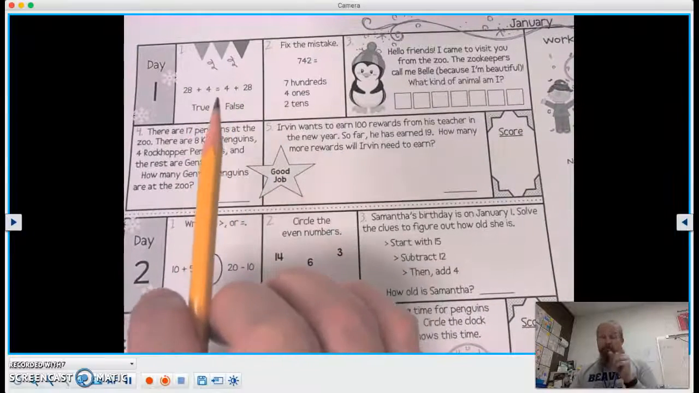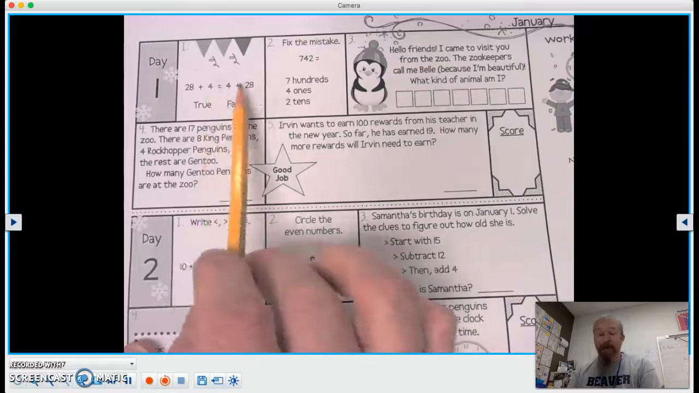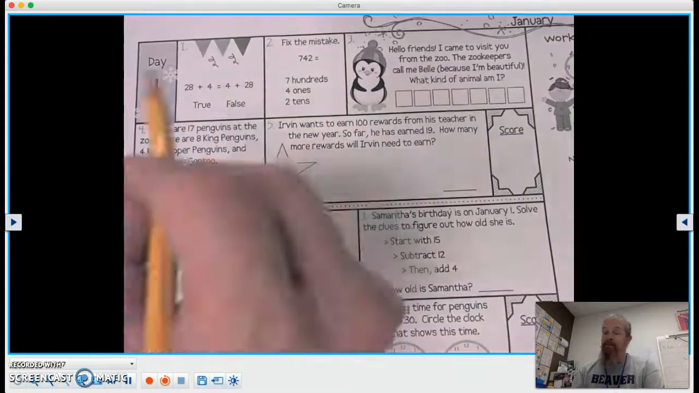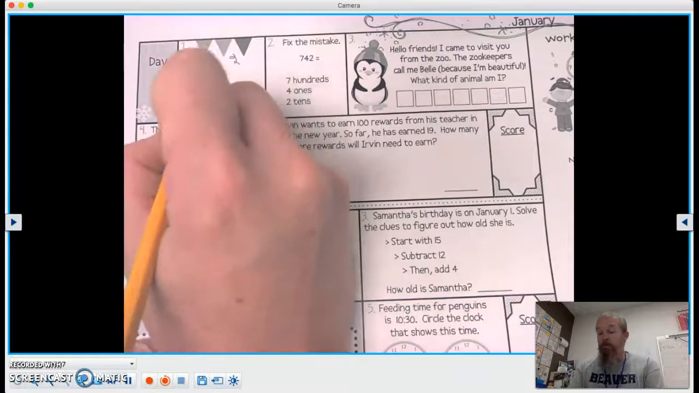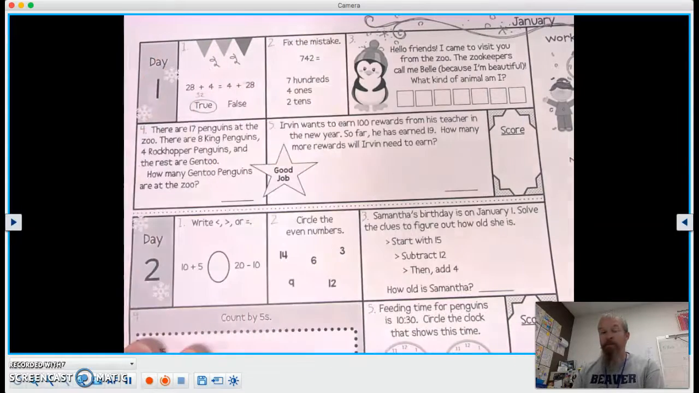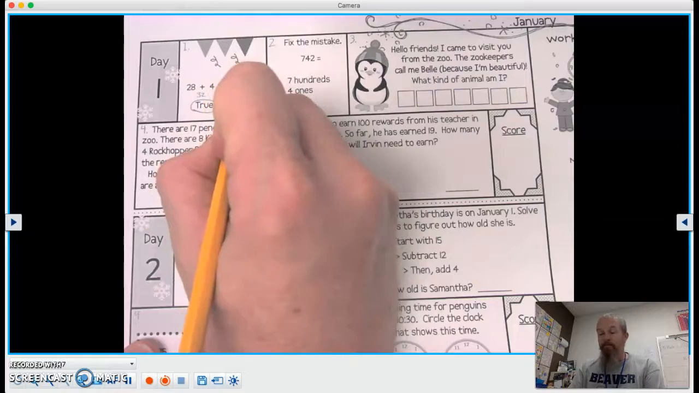Well, I'm looking back to our commutative property of addition, and it doesn't matter which way we add them, it's the same answer. So that is going to be true. 28 plus 4 more is 32. 4 plus 28 is also 32.